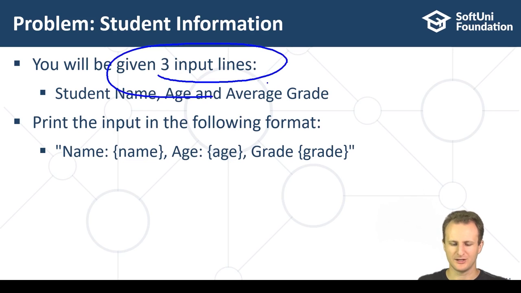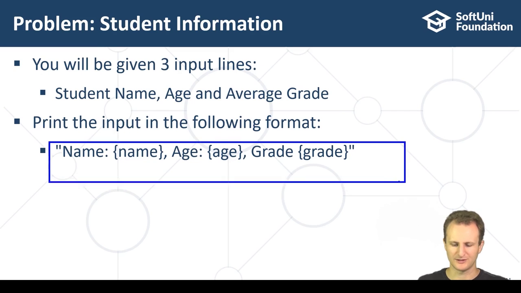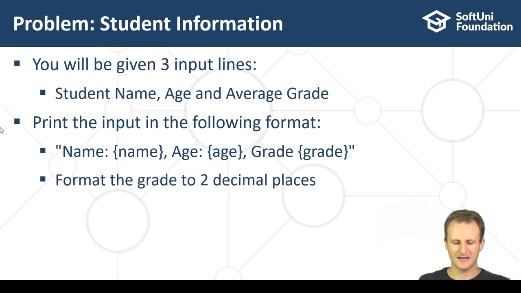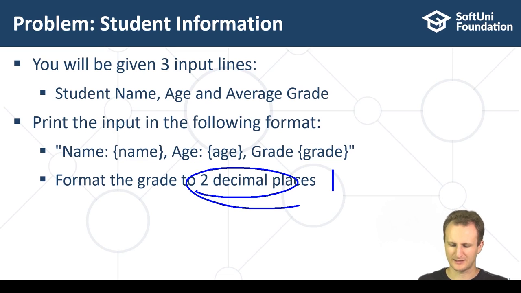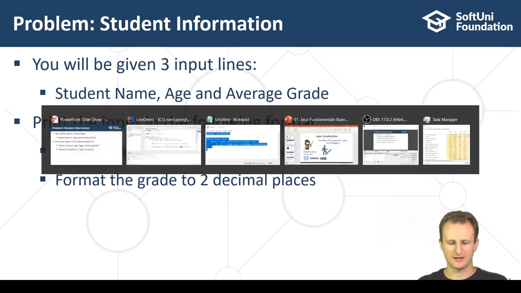Okay, so we have a task here and we'll do it briefly. We will have three input lines entered, a student name, an age, and an average grade, and we need to print it in this format. Okay, and we want the grade to be printed to two decimal places, meaning that we would need what? %.2f. So we're printing a floating point value, and we want that floating point value to be printed with two digits after the decimal point.